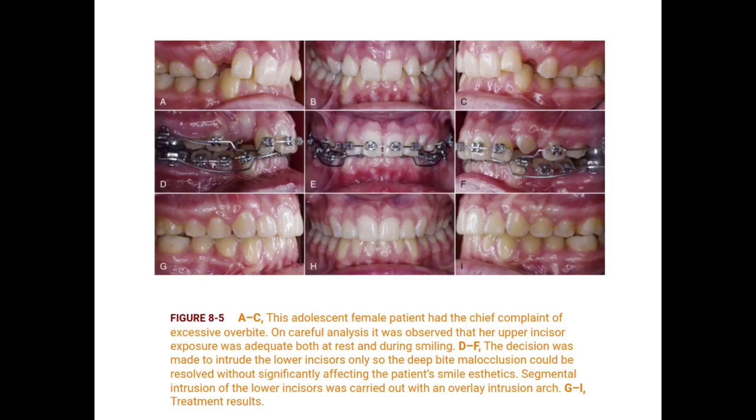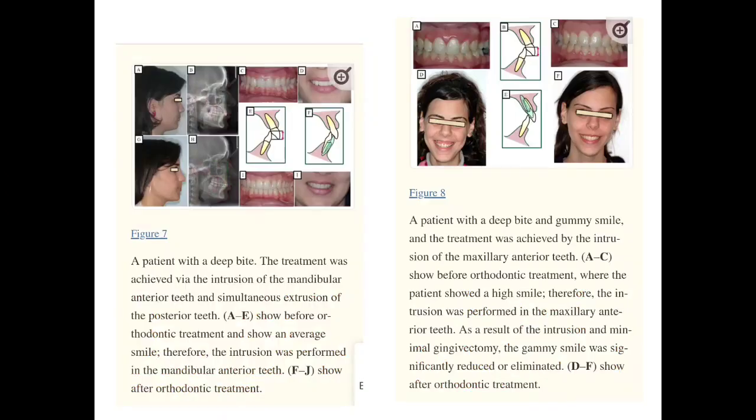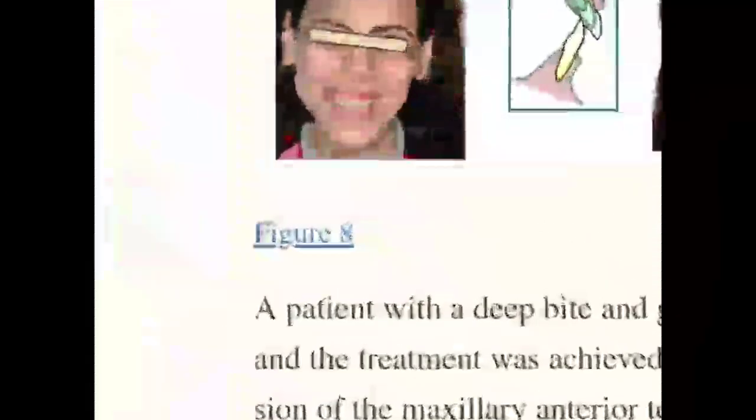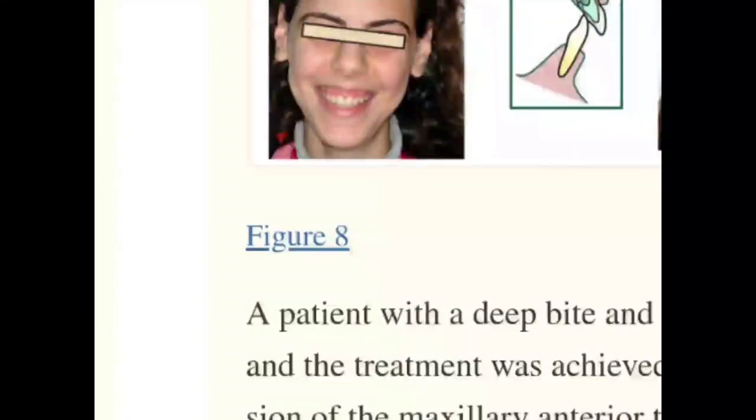In a low smile line, you have less than 75% of the incisors showing. In a high smile line, which tends to be a gummy smile, we have 100% of the incisor display plus more than 2 millimeters of the gum showing. So you actually see someone smile and it's gummy. If you look at this case here in figure 8, see how the smile is?